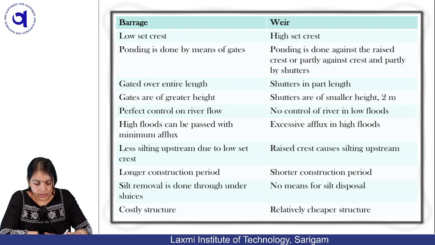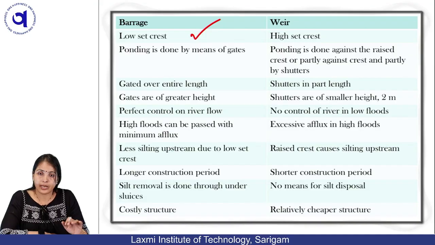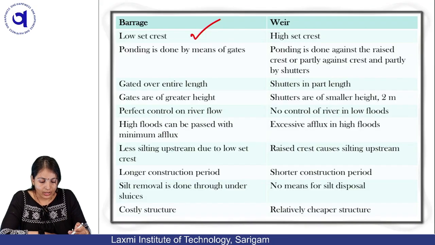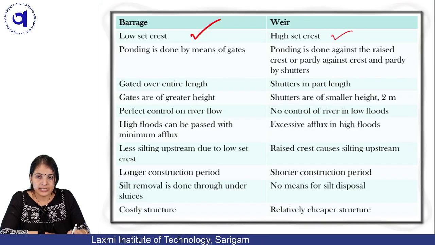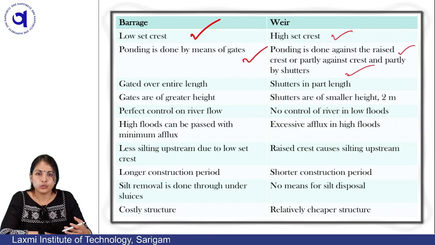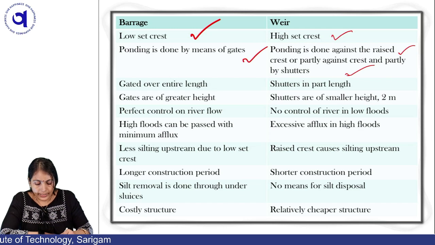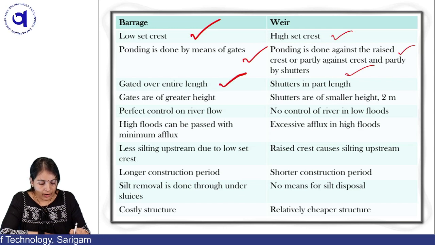If you talk about the barrage, it has a low set crest, as you have seen in the figure. It is even possible to have no crest in the case of a barrage, whereas in a weir the crest is important. In a weir there is a high set crest, and ponding is done by gates. Here ponding is done against the gate crest, or partially against the crest and partially by shutter. So with crest, with shutter, or partially with crest and partially by shutter, it can be possible. Gated over the entire length, shutter in part length. Gates are of greater height in the barrage, shutters of small height, 2 meters.